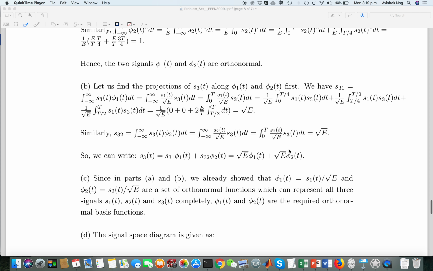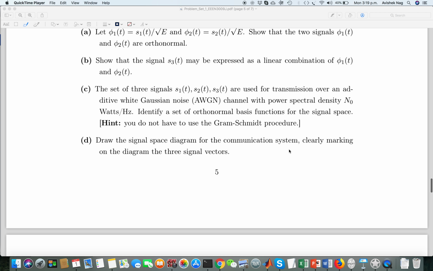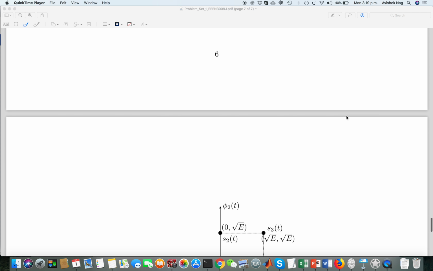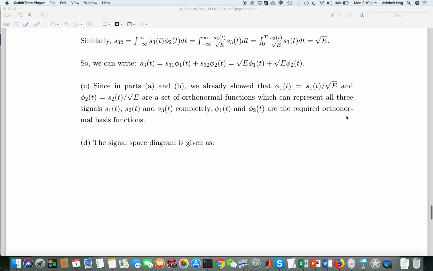In part C, we were asked to, let's see what was there. The set of three signals S1(t), S2(t), S3(t) are used for transmission over an additive white Gaussian noise channel. Identify a set of orthonormal basis functions for the signal space. And here also the hint is you do not have to use the Gram-Schmidt procedure, which indeed is the case. So let's see how that is.